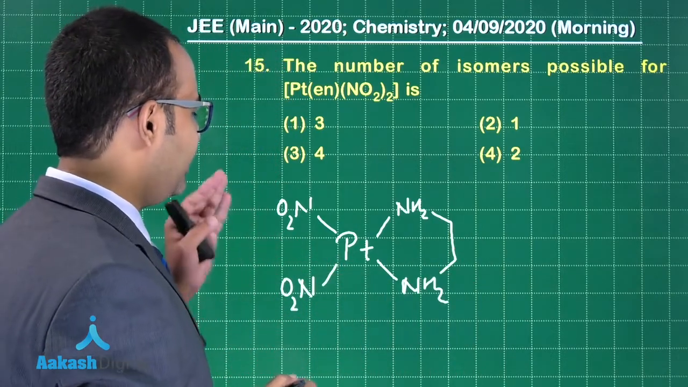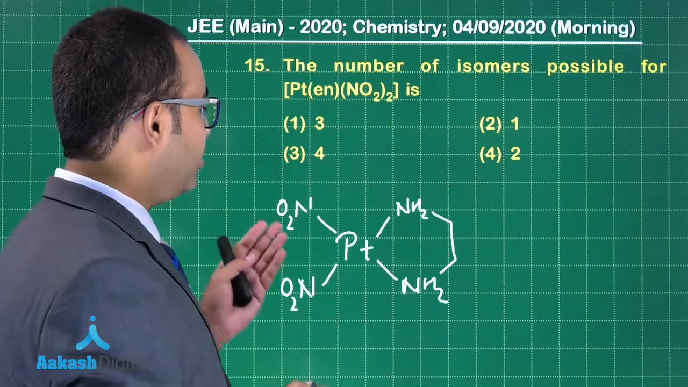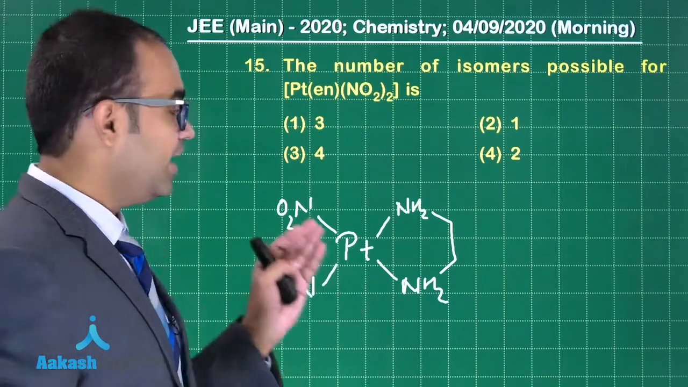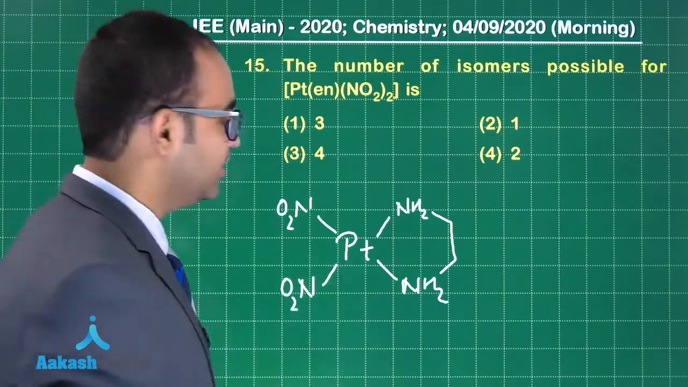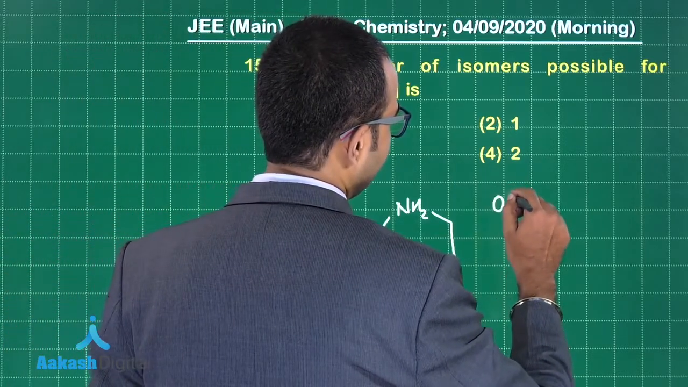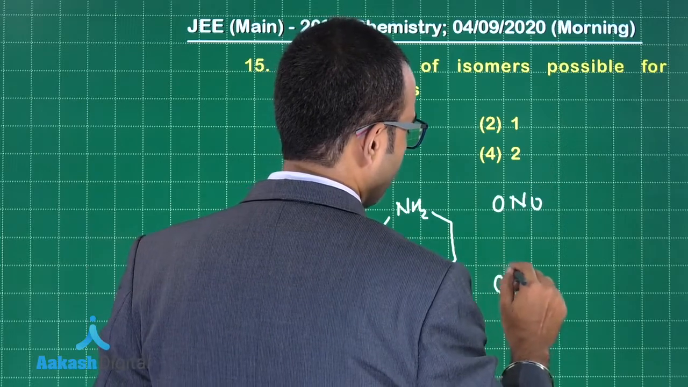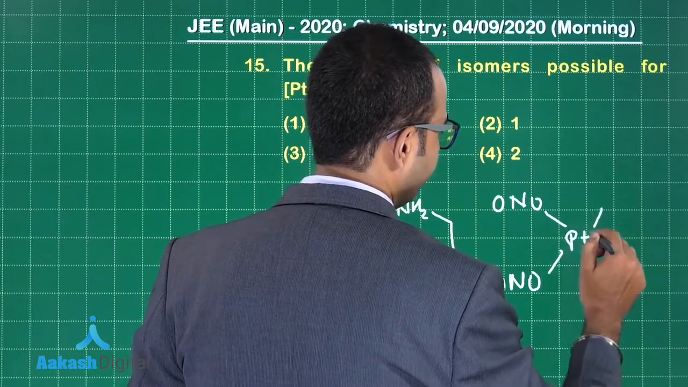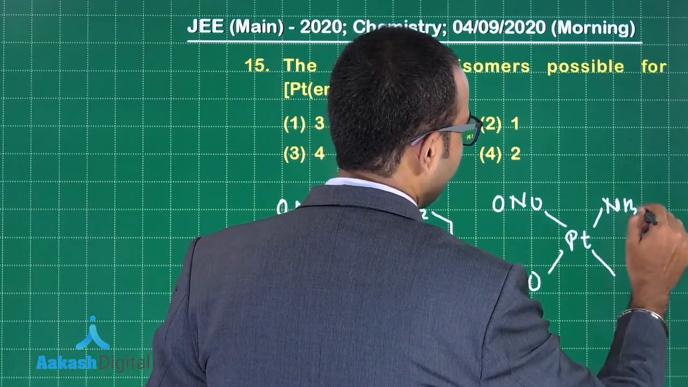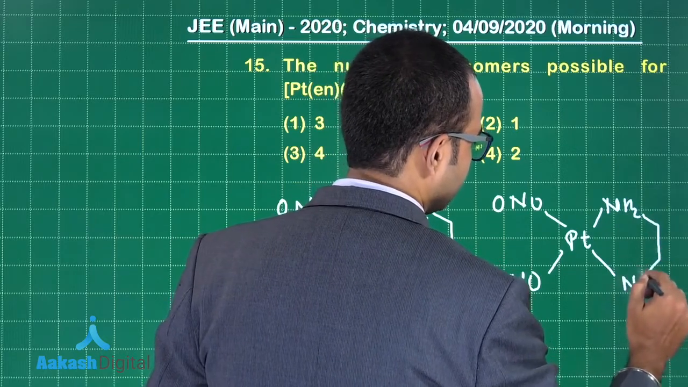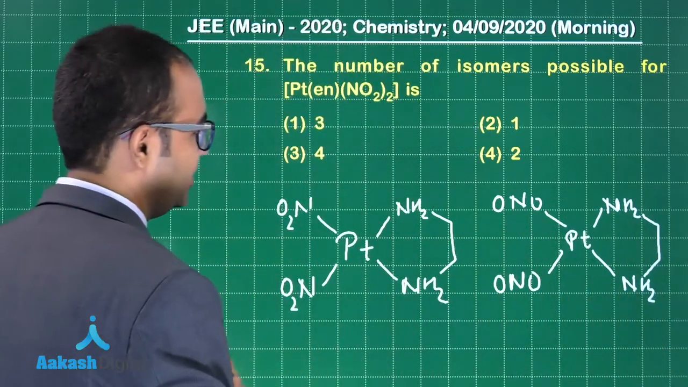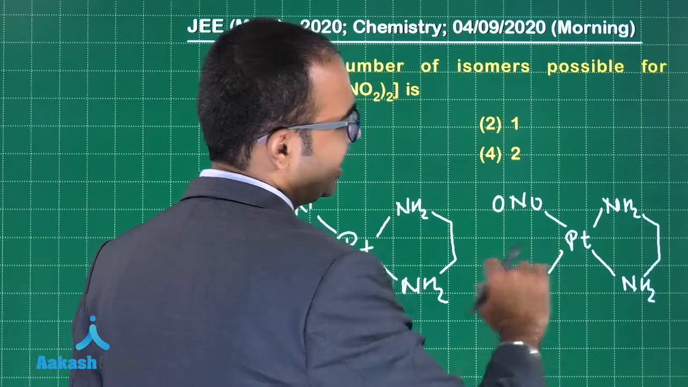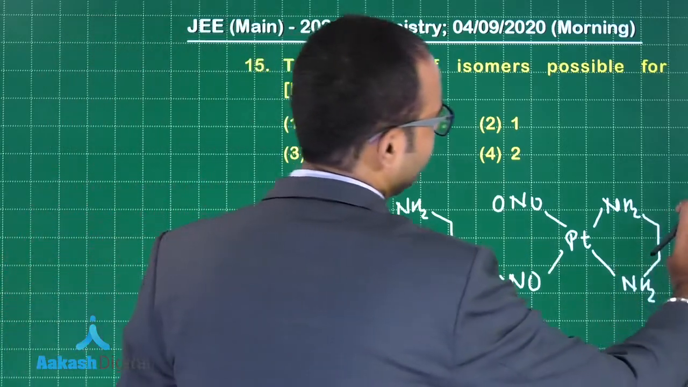Now if I know correctly, NO2 is an ambidentate ligand. So NO2 can form a bond from nitrogen. It can also form a bond from oxygen. So the other isomer of this would be ONO, with O bonded to Pt, and on the other side you will have ethylene diamine, right? What would be any other possibility over here? I can have one ONO and the other as NO2. Yes, that is also possible.